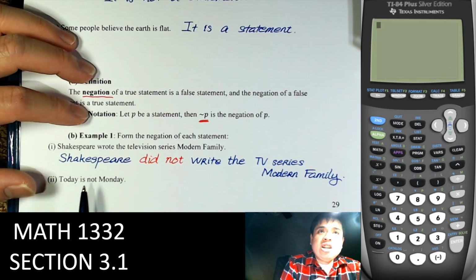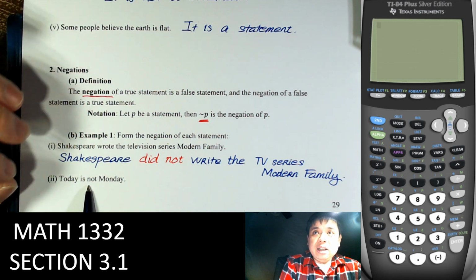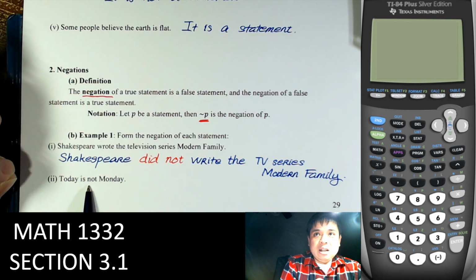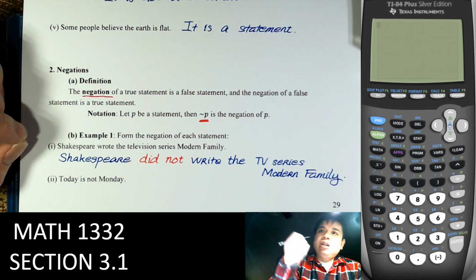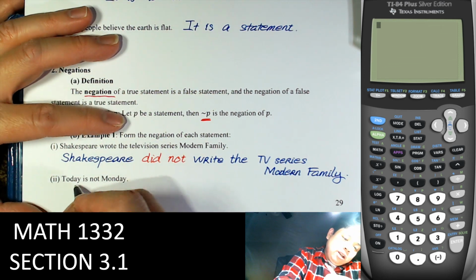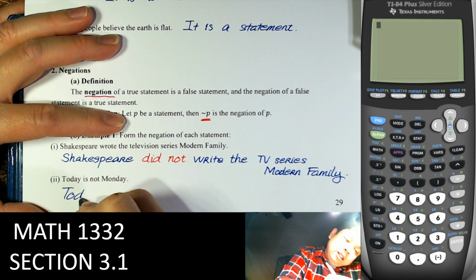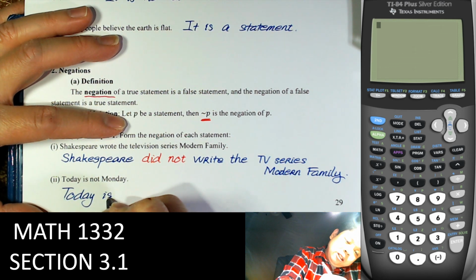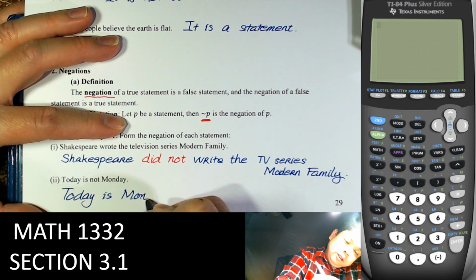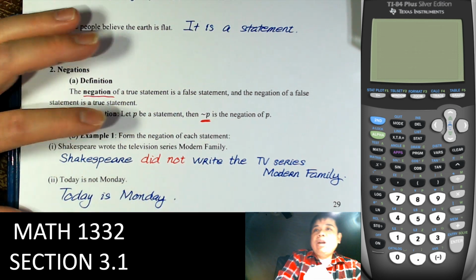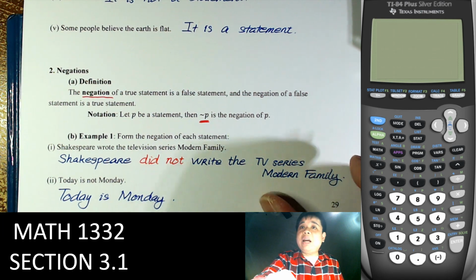Now what if it is already there? If the not is already in the statement, then we just simply take it away. So we have, today is Monday. So that is how we form the negation of a statement.